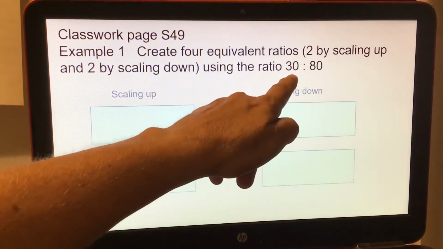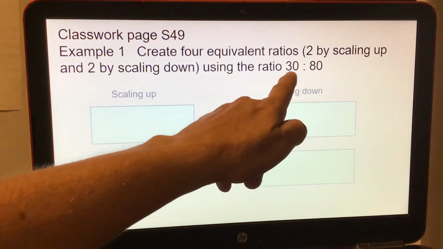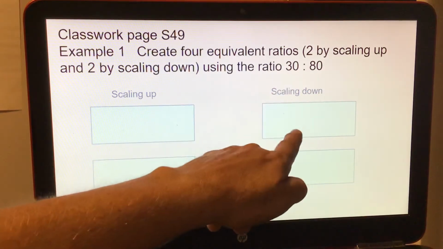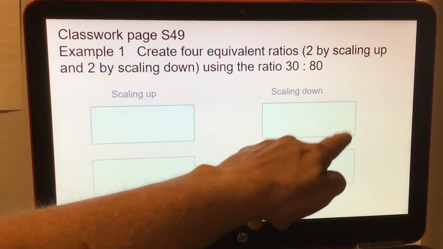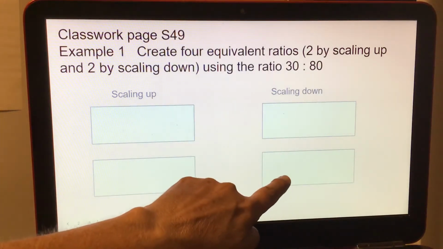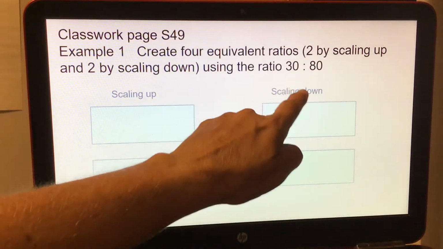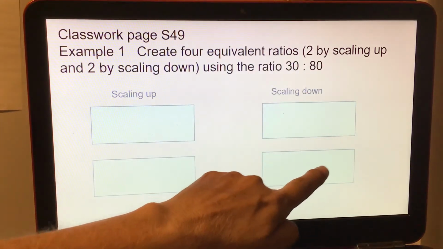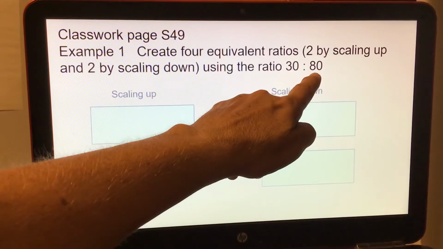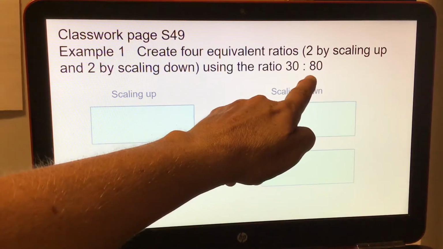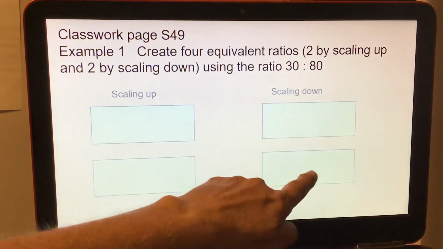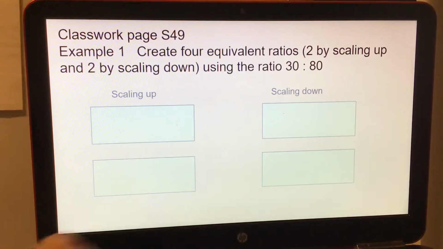So I'm going to divide each number by 10. So 10 goes into 30 3 times, and 10 goes into 80 8 times. So this would scale down to 3 to 8. And let's try dividing by 5. 5 goes into 30 6 times. 5 goes into 80 16 times. Okay, so 6 to 16.